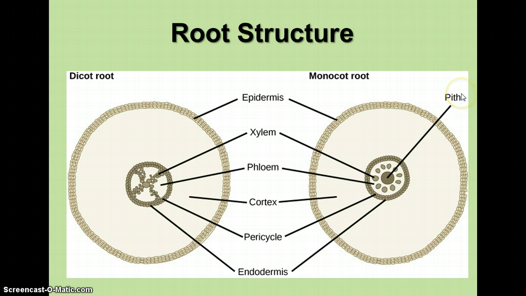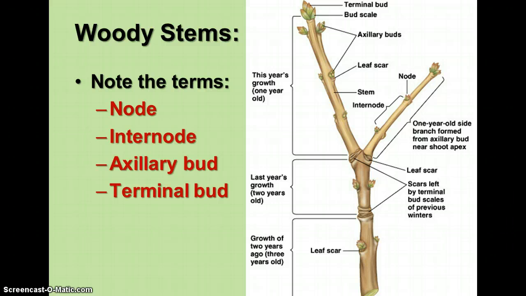The cortex here is just the basic ground tissue. Notice the pith is only found in the monocots. In stems, you have several different kinds of stems. This is a woody stem, okay? And please just think of the terms that are found here and what they mean.